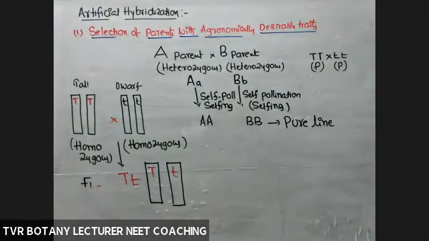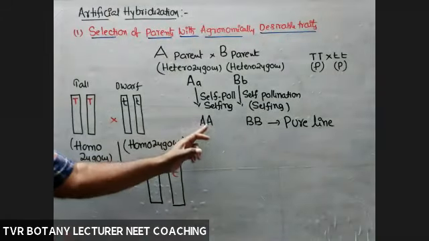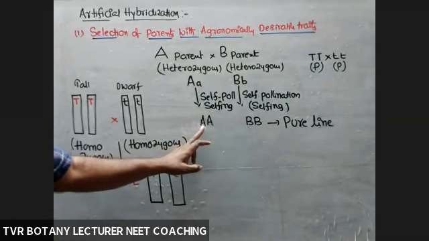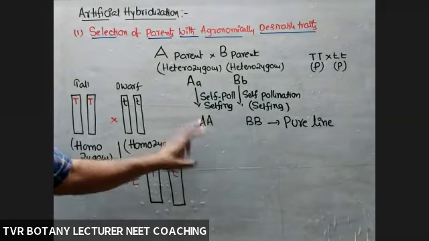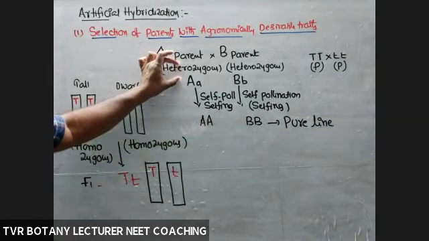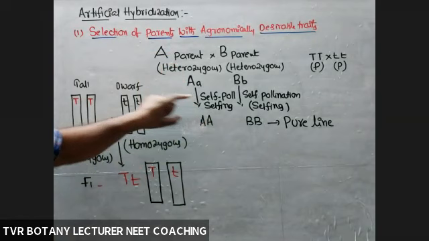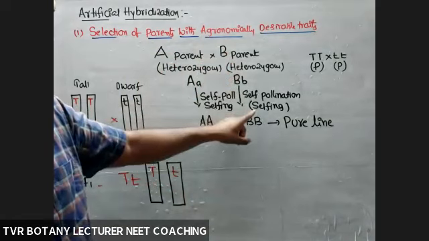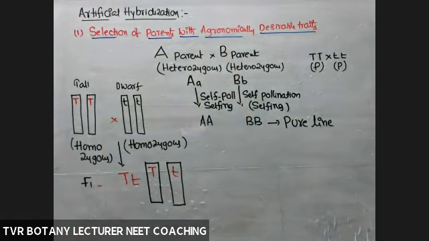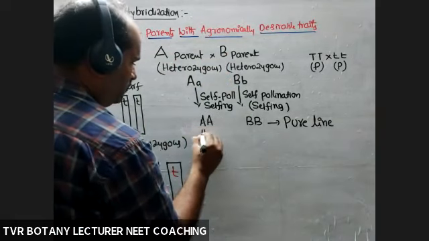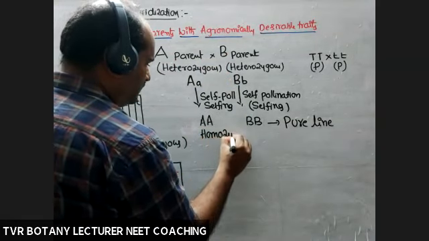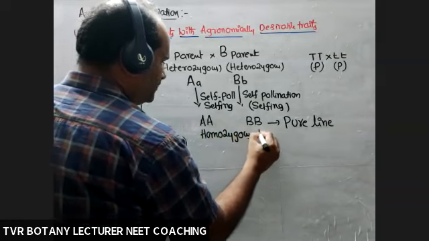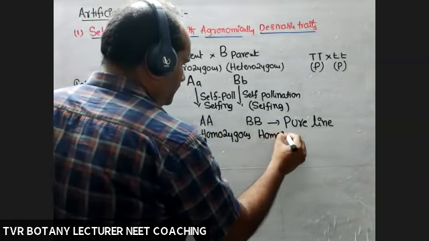Okay, so pure line means progeny. Progeny, offspring, santanam. Progeny produced from a single parent by self-pollination. Okay, so conversion of a heterozygous condition into homozygous condition. This one also homozygous.